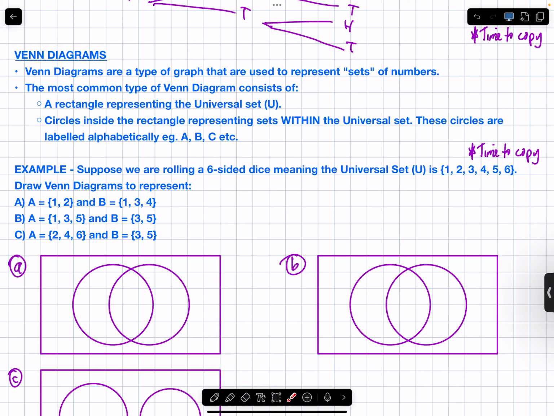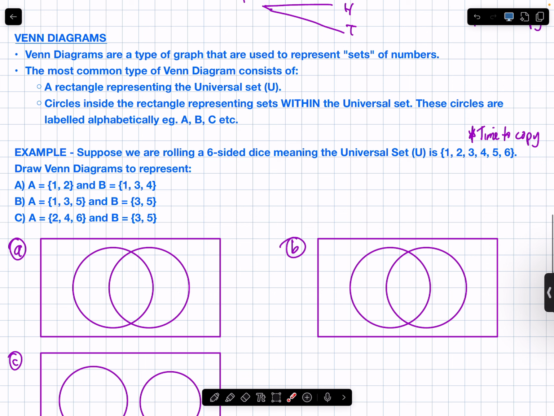Okay, let's practice filling in these Venn diagrams. These Venn diagrams are always for the 6-sided dice. What is my set of results for a 6-sided dice? 1, 2, 3, 4, 5, 6. But this, question A, it's telling me A has 1 and 2 in it, and B has 1, 3, and 4 in it. So, let's label.